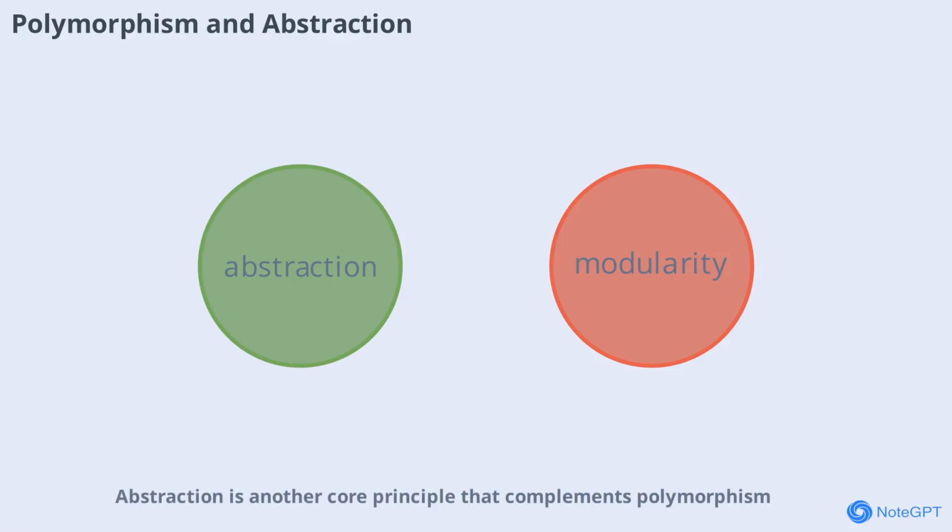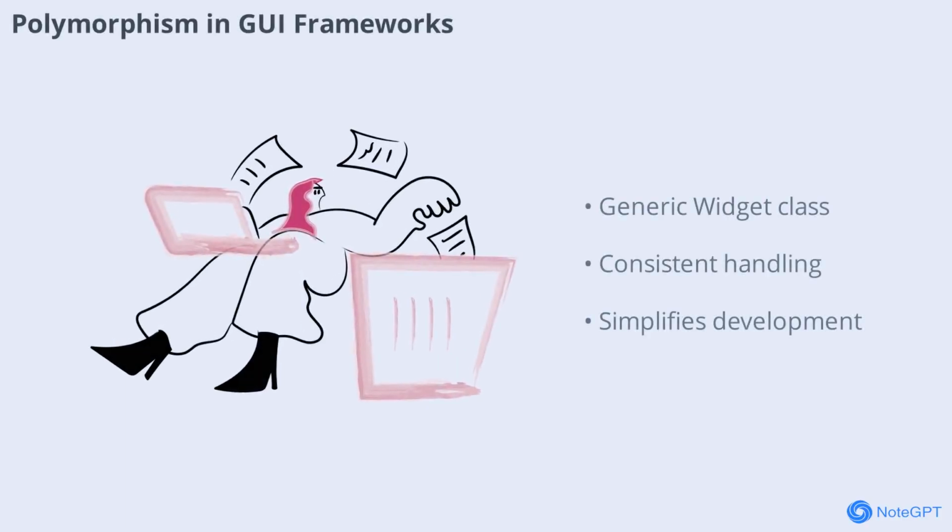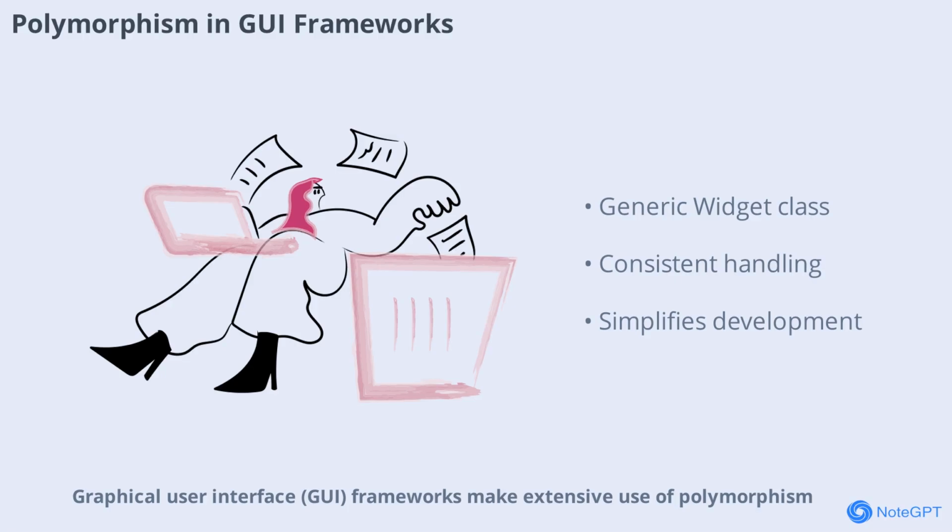Abstraction is another core principle that complements polymorphism. By focusing on what an object does rather than how it does it, you can design systems that are easier to use and extend. Polymorphism allows you to interact with objects through abstract interfaces, making your code more modular and adaptable.